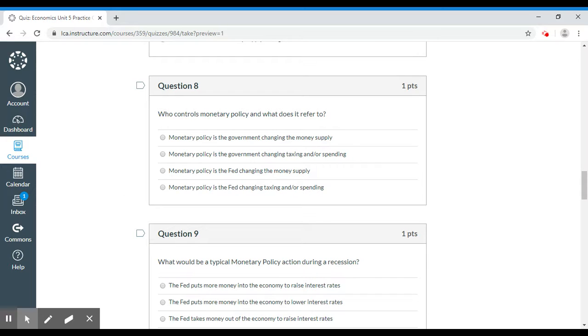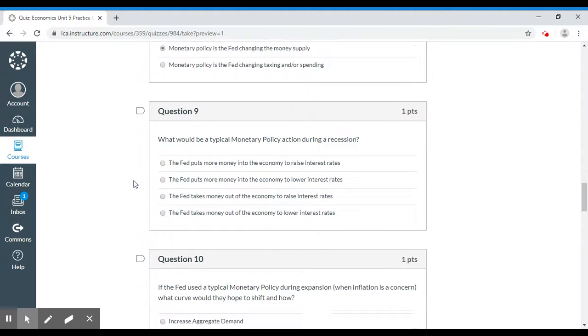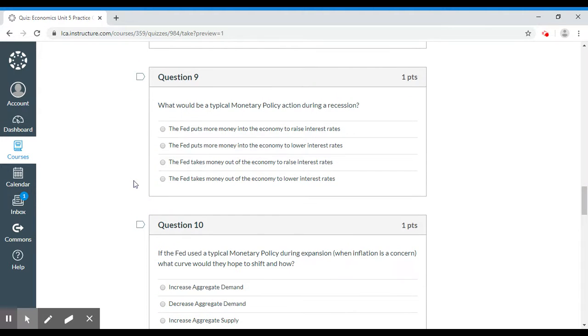Number eight, who controls monetary policy? Monetary policy is the Fed, and that's how they change the money supply. We learned about that last unit. I reminded you of it this unit, but that's monetary policy. During a recession, they want to put more money in the economy. Again, same thing as with the government. They want to put more money in people's pockets. And if you remember from last unit, money supply goes up, interest rates go down. And so that's letter B for number nine.